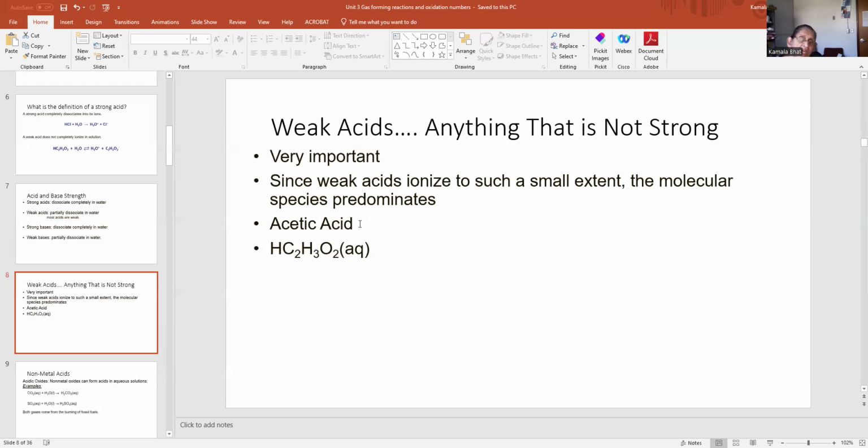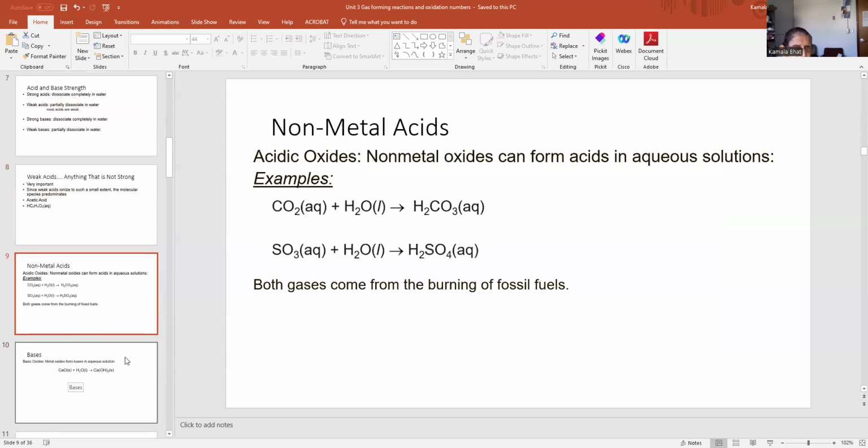For example, acetic acid, the formula is HC2H3O2, and it is this H in front that is the acid part. Other non-metallic oxides can form acids in aqueous solutions. For example, carbon dioxide, when dissolved in water, forms carbonic acid. Same for sulfur trioxide. Sulfur trioxide, when it reacts with water, forms H2SO4. Both gases come from the burning of fossil fuels.